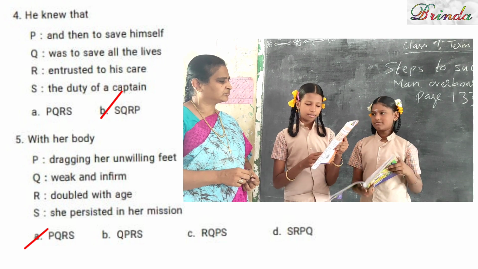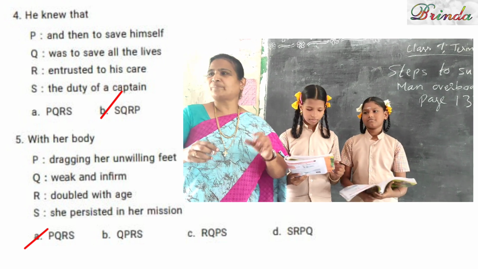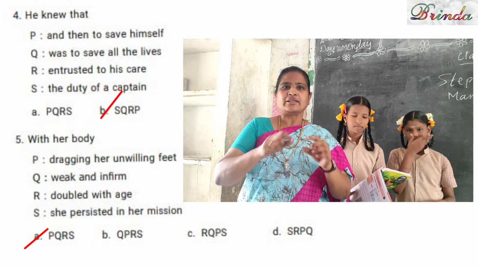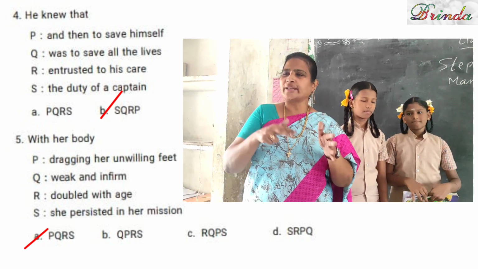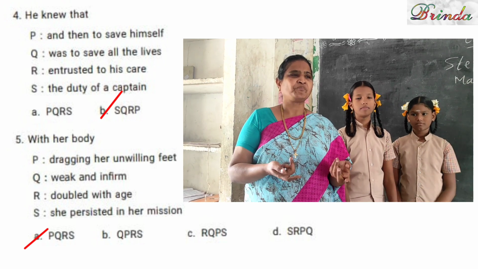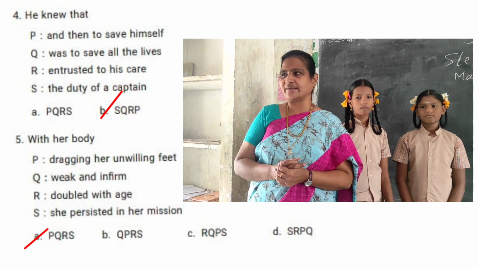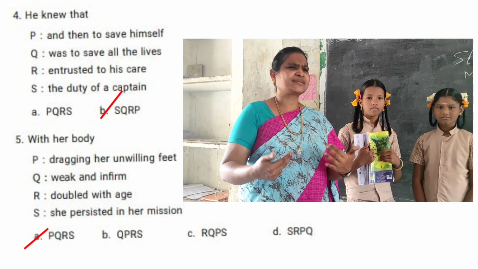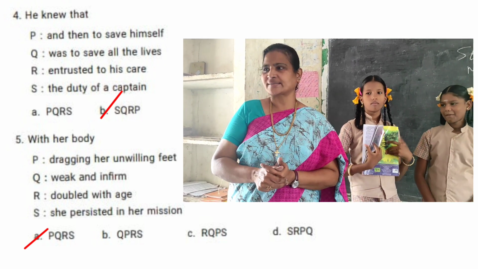So actually, what you should understand is, the words are there. You just put them again and again, make a meaningful sentence. That is the answer. This will come even for 10th standard. So keep on practicing many sentences. Then you will be able to understand. Fine, children?